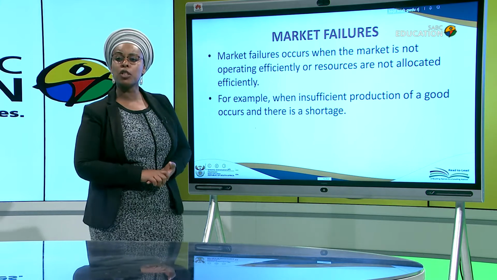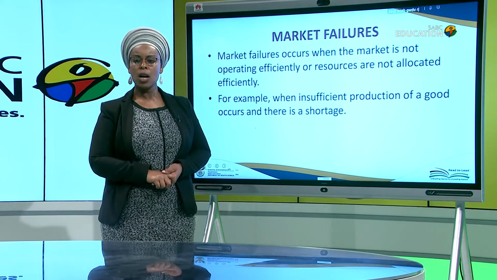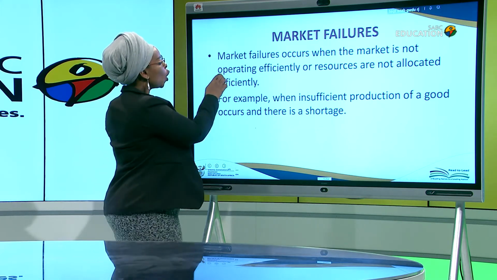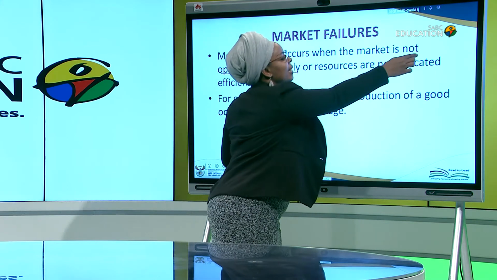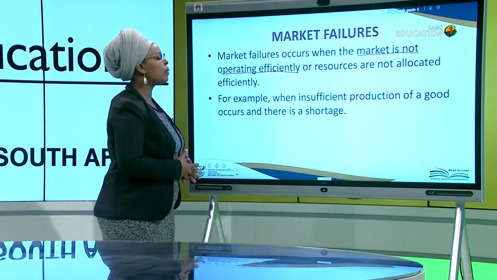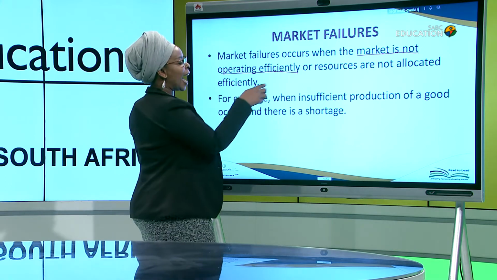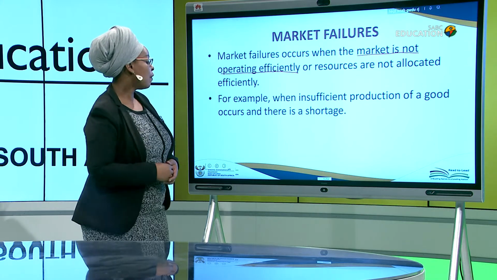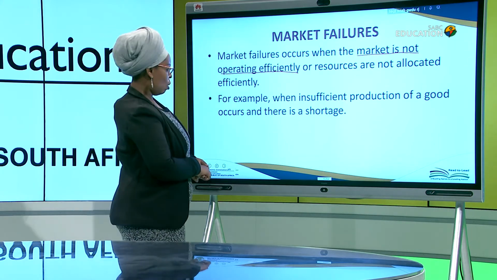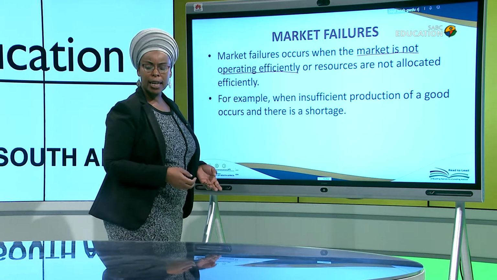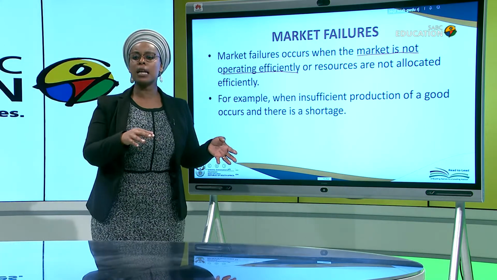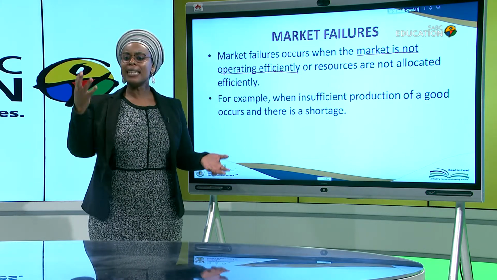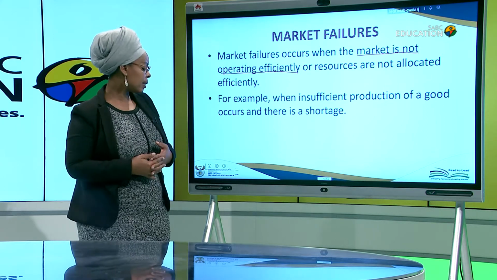This takes us to the topic of market failures. What is a market failure? Market failure occurs when the market is not operating efficiently. If the market is not operating efficiently or resources are not allocated efficiently, this means that the market will fail. For example, when insufficient production of a good occurs and there is a shortage, sometimes you find that too much of a certain product which is not needed is oversupplied. So such cases can cause market to fail.